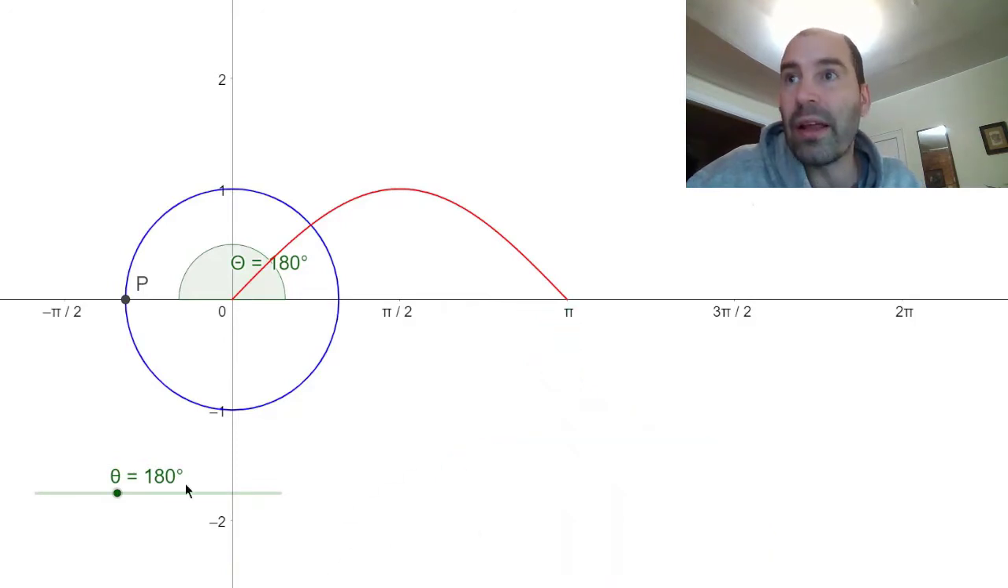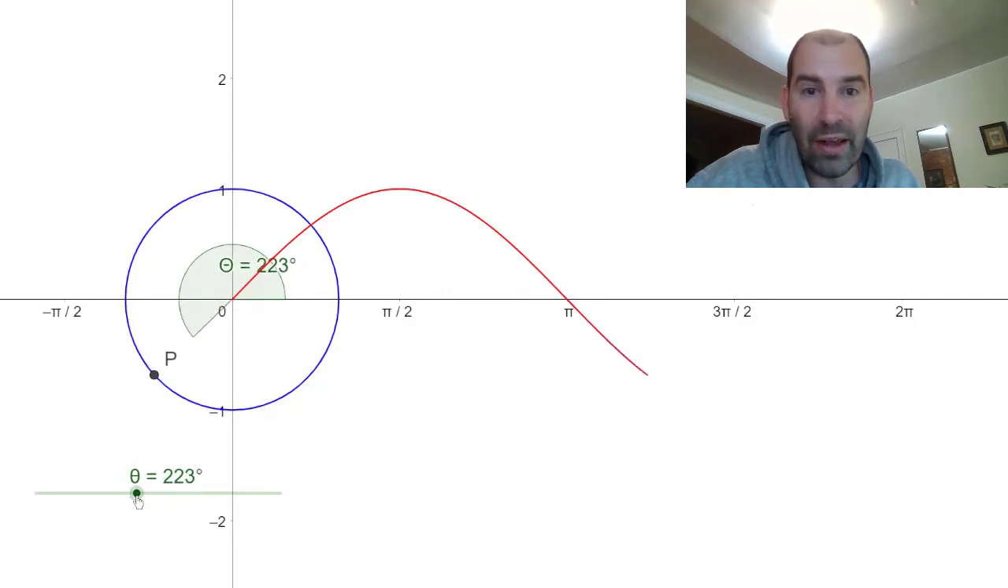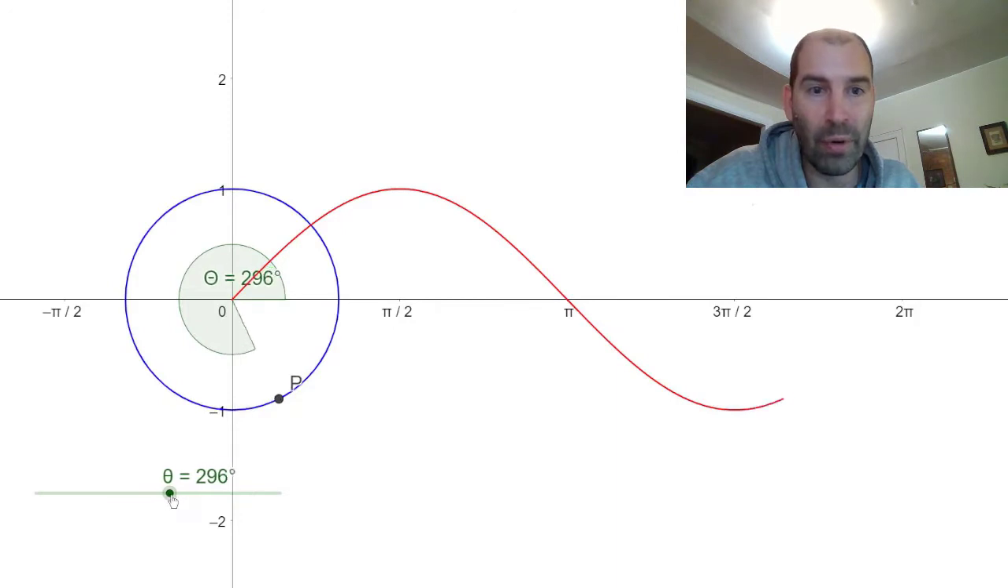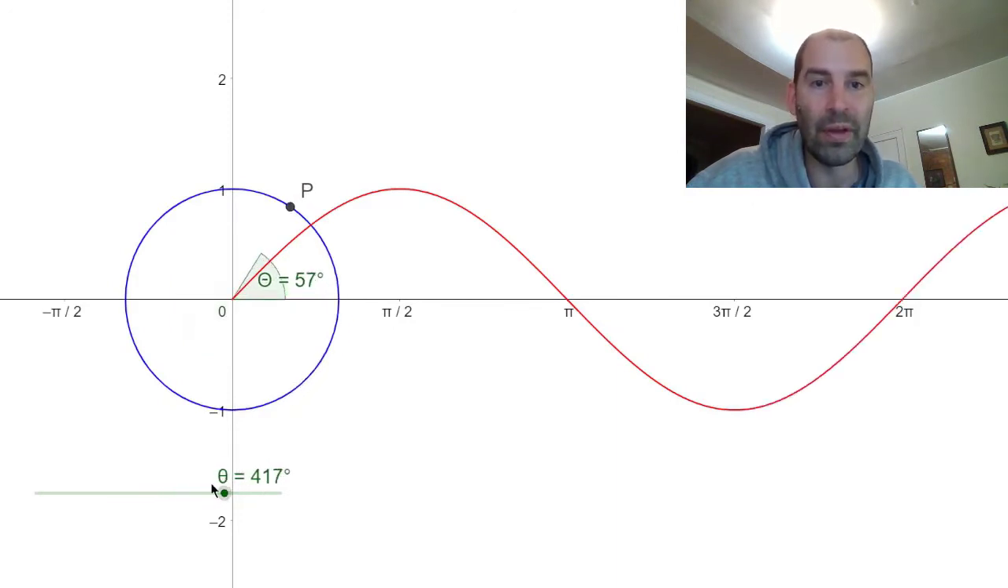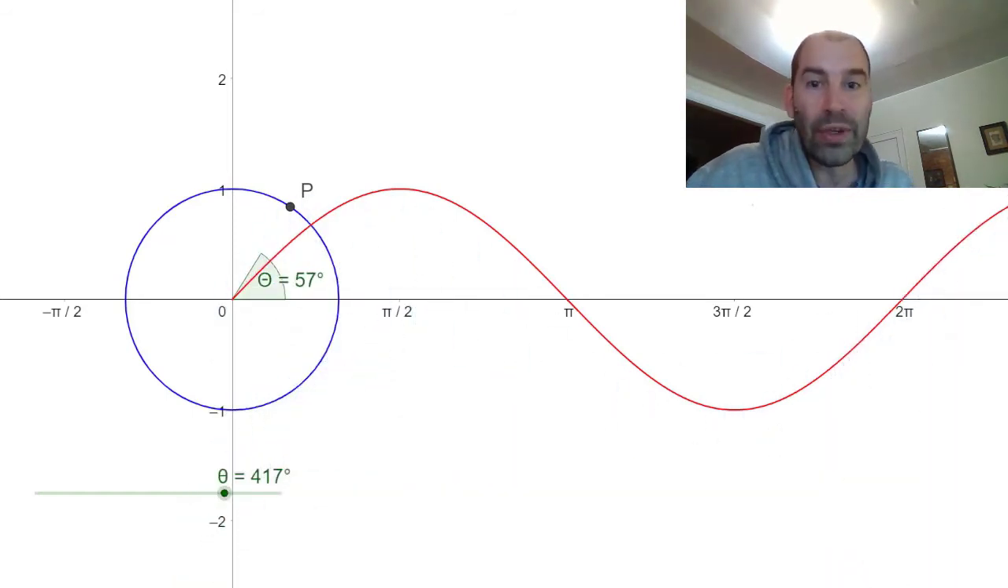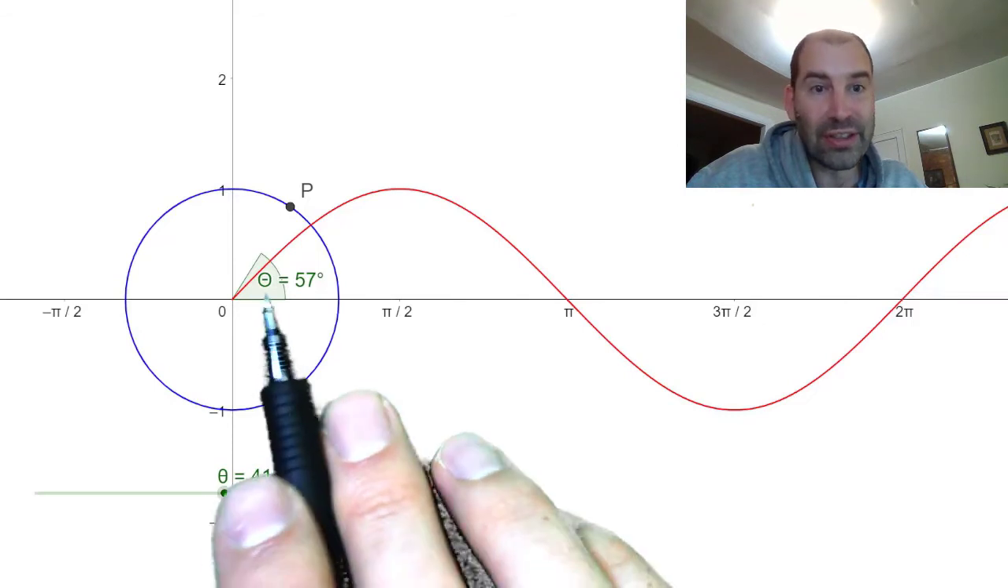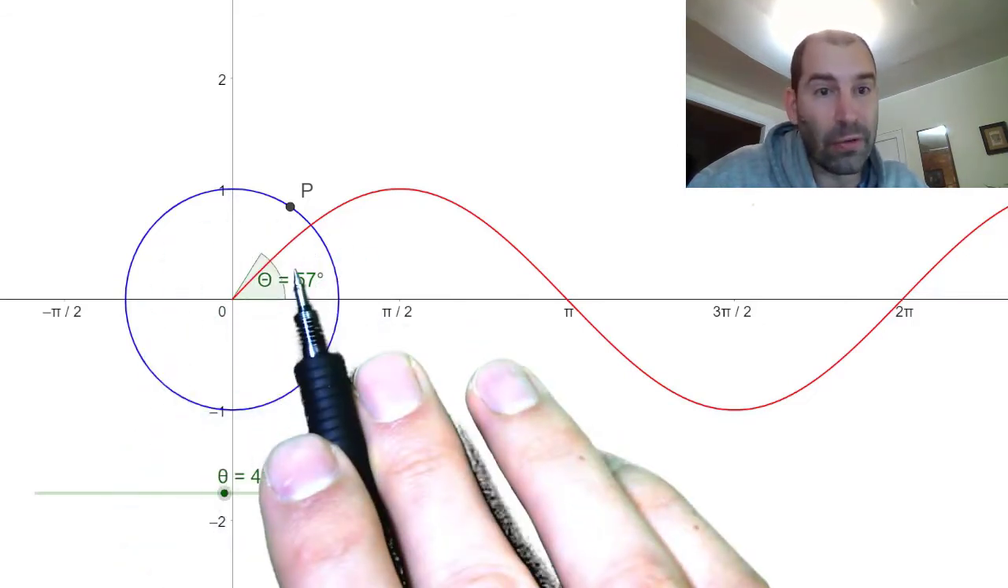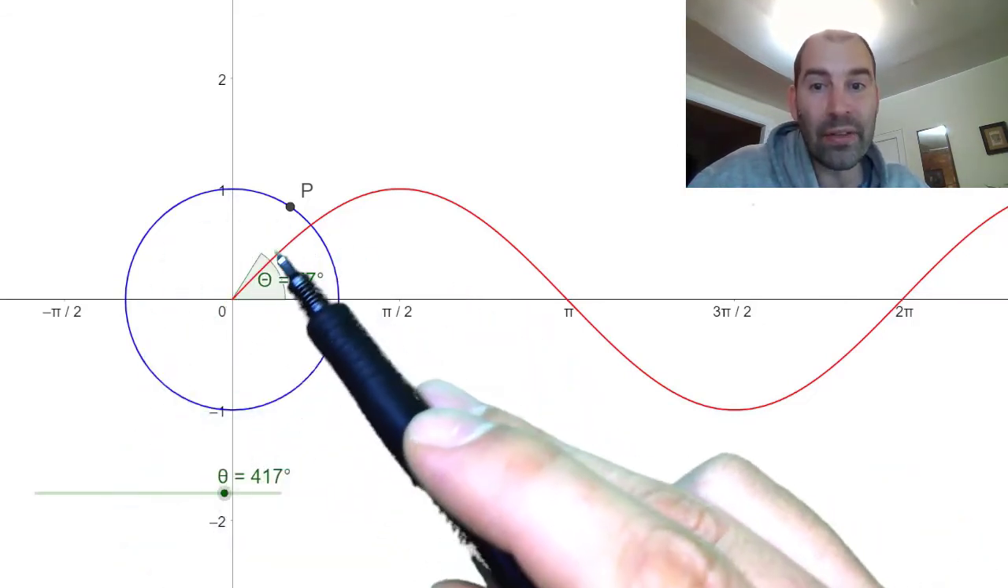And I'm going to push the angle past 180 degrees. And we can see that the height of the sine curve is always matching the height of that point. So we can see that this is what the graph of the sine function looks like. And it goes up and down. And we said that once we pass 360 degrees, the process starts all over again. Well, you can see that happening in the graph.